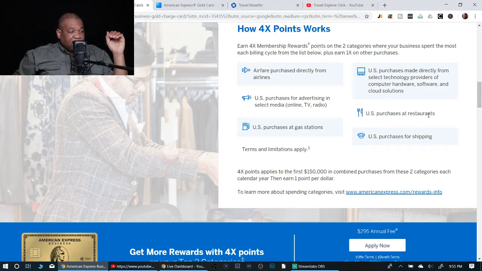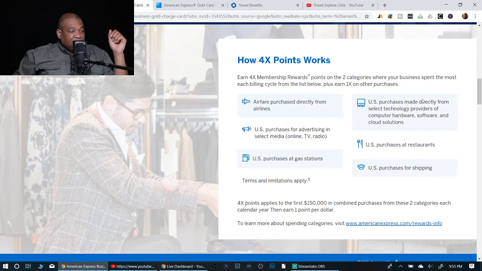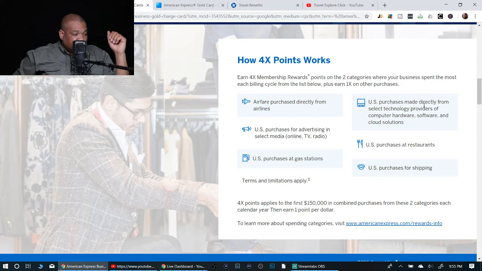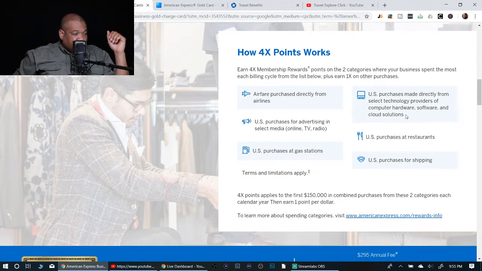And let's see, U.S. purchases at restaurants. Yeah, like I said, it's good, but I can still get some pretty good value if I use other cards for that. I want to maximize my points, so I would look at some different cards when it comes to that. Let's see, U.S. purchases made directly. Okay, so we already talked about that, the technologies.